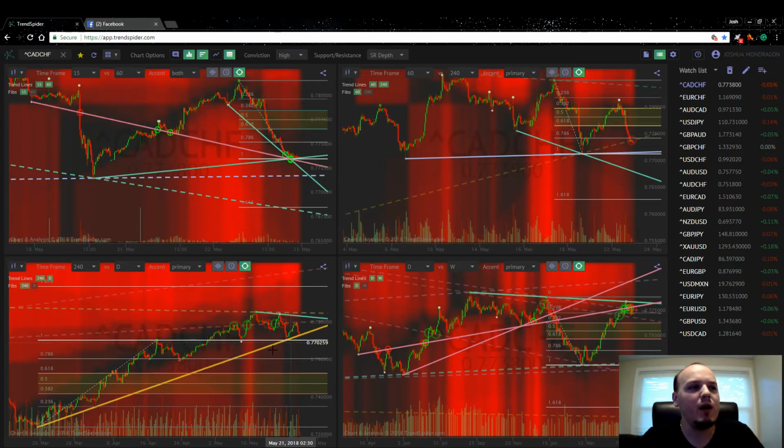Okay, then we come over to the 4-hour. We have a nice bullish major 4-hour here, and it's looking like it's trying to make a decision whether or not it's going to break. So if it ends up breaking this 4-hour, we can definitely look for a short opportunity, a sell opportunity.